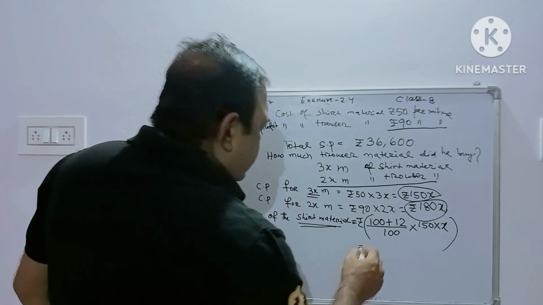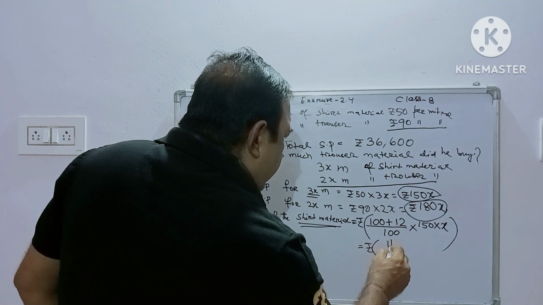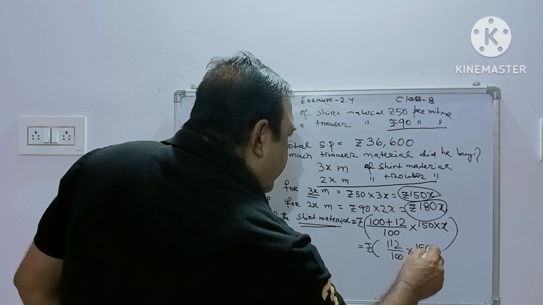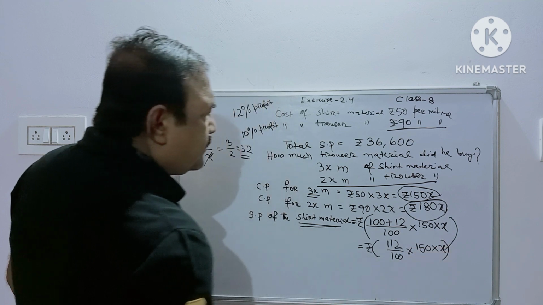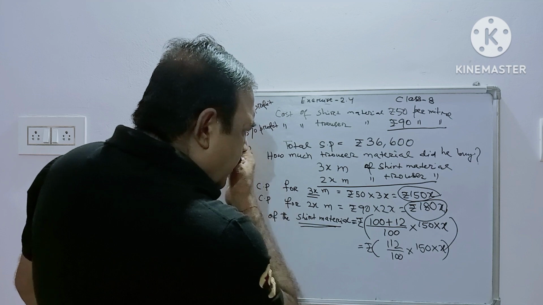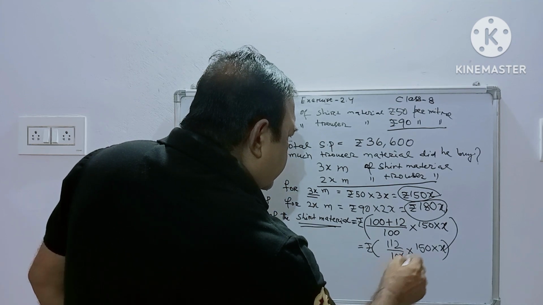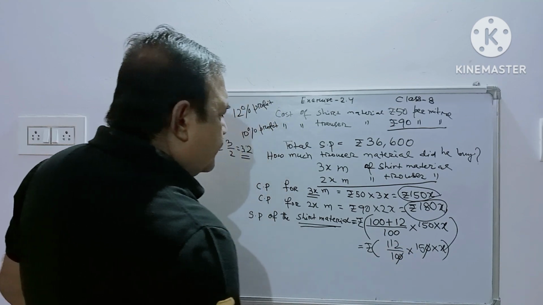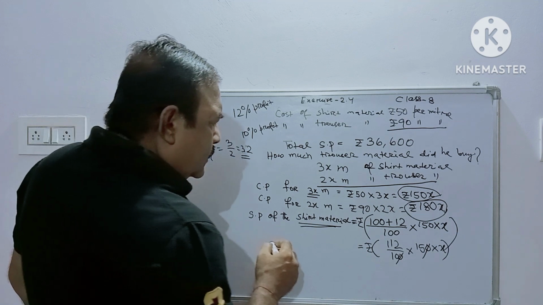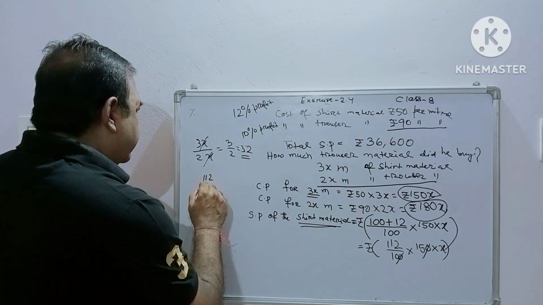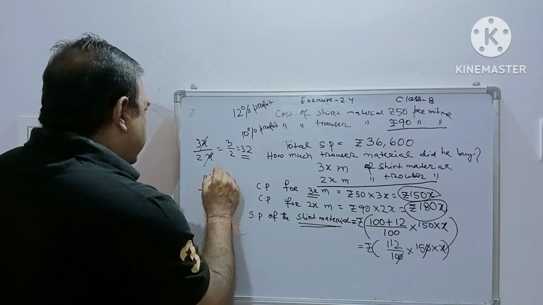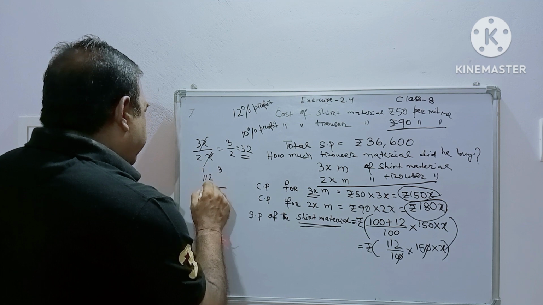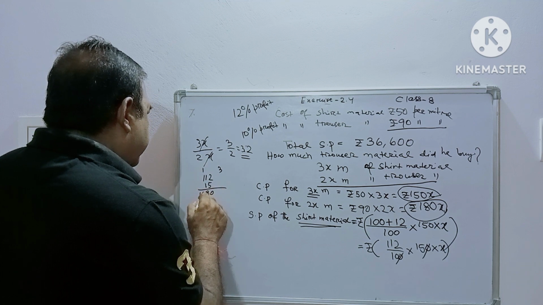So you see, 112 upon 100 into 150 into x. So you see, and this is 15 into 112. So it will be better. 15 twos are 30, carry 3. 15 ones are 15 plus 3, that is 18. Carry 1, 15 ones are 15 plus 1, 16.